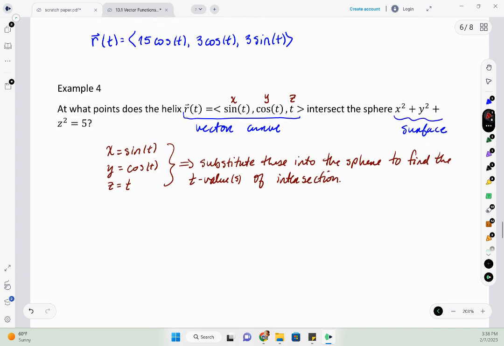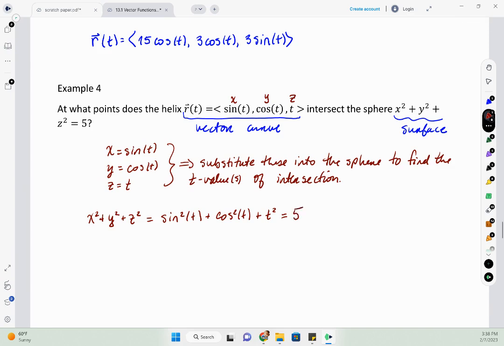Okay, once we find the t values, we'll be able to find our x, y, z values and have the points. Okay, so let's try that. If I substitute these x, y's, and z's, then x squared plus y squared plus z squared becomes sine squared of t plus cosine squared of t plus t squared, and that's all supposed to equal 5.